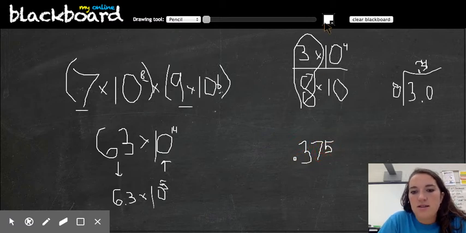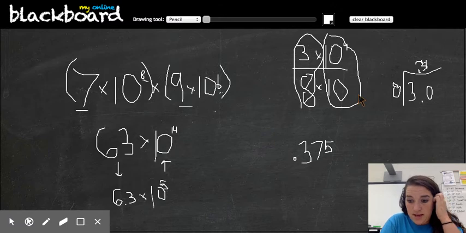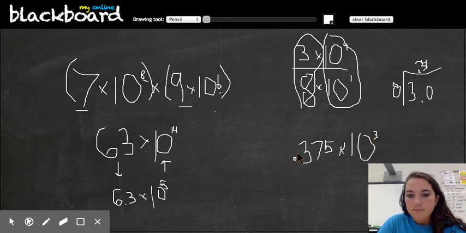And then with our tens, we subtract our exponent. This 10 at the bottom doesn't have an exponent though. What exponent can I put there? If it's just 1/10, that's 10 to the 1st power. So I'll have 4 minus 1, which is 3. So 0.375 times 10 cubed.